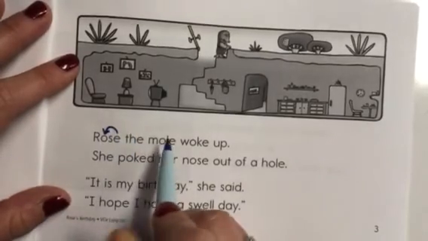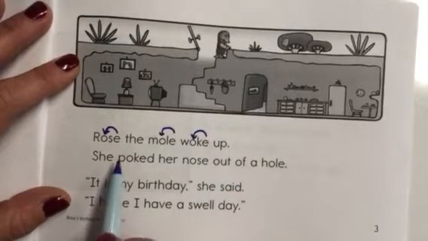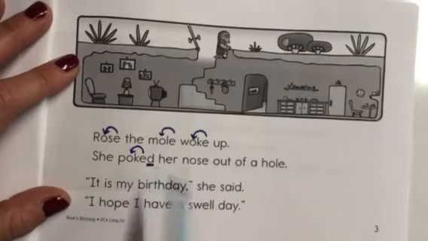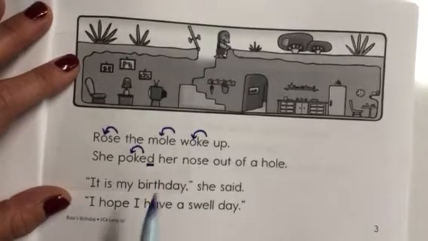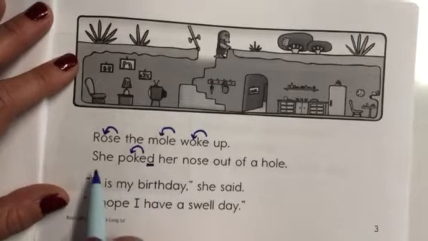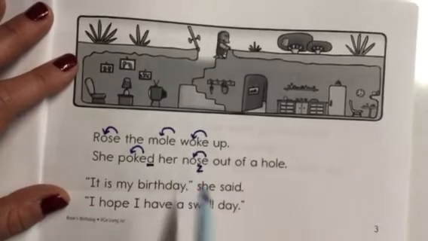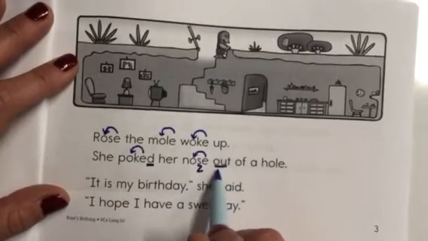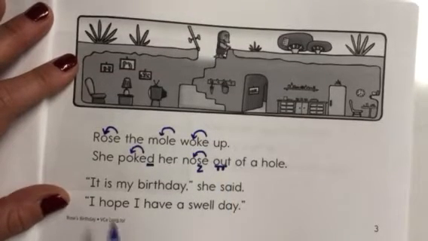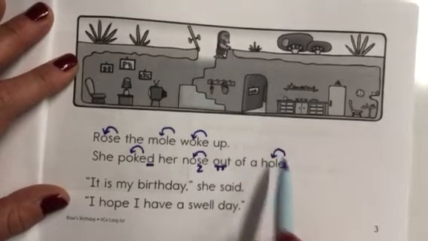Rose the mole woke up. She poked. I need to remember that this is showing past tense, and I need to remember to say that D. So I'm just going to underline it to help me remind myself not to say poke. She poked her nose out. If you don't know this word, that OU says ow. There's my taxi to remind myself when I get hit, I say ow. She poked her nose out of a hole.